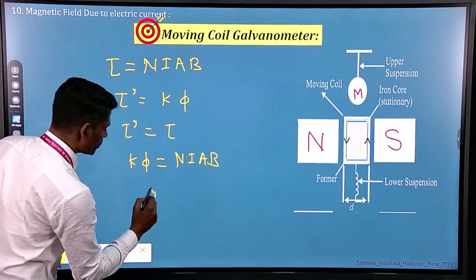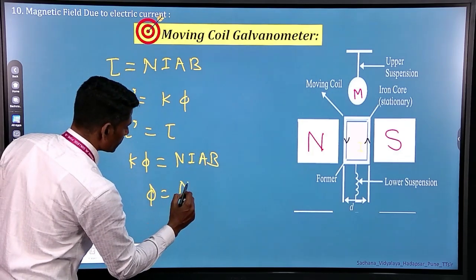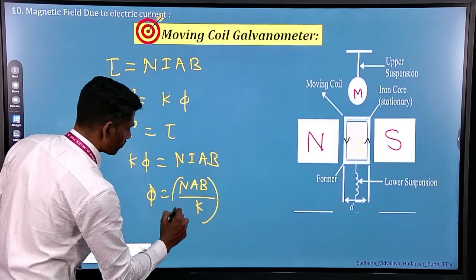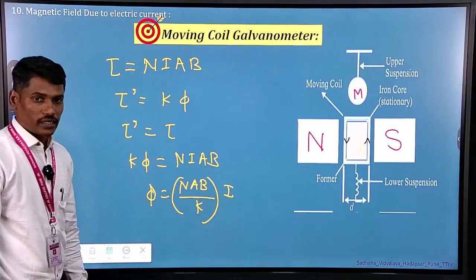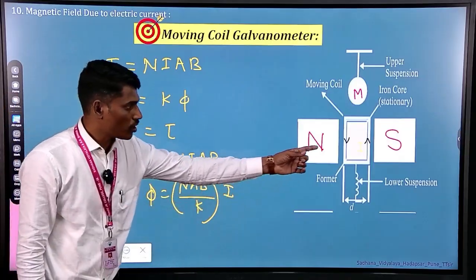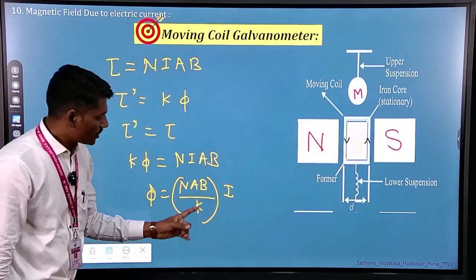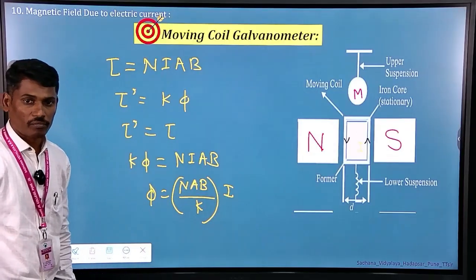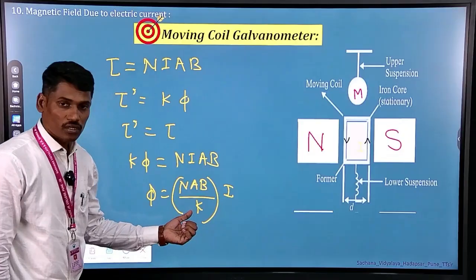Here phi is equal to what? Phi is equal to N A B divided by K, into I. Now here we know that N is the number of turns given to this coil, A is the area of the coil, B is the external uniform magnetic field, and K is also a constant here.